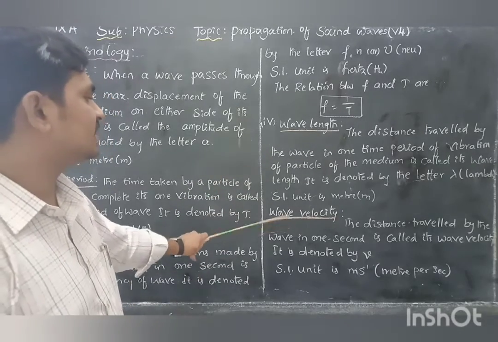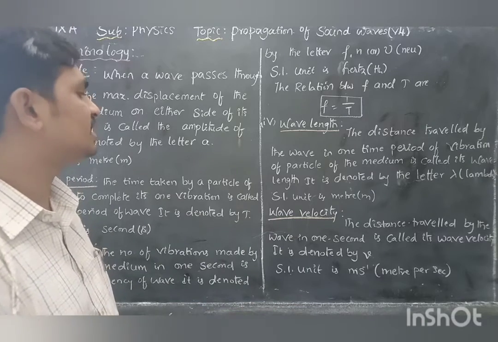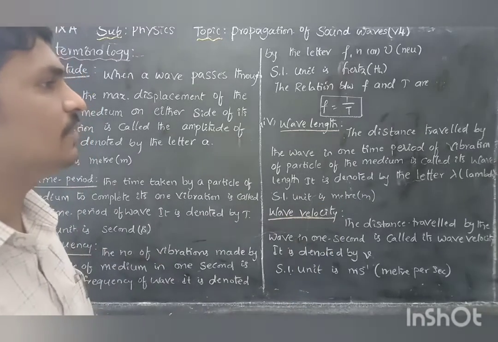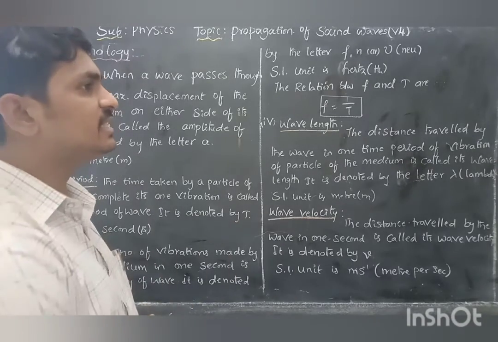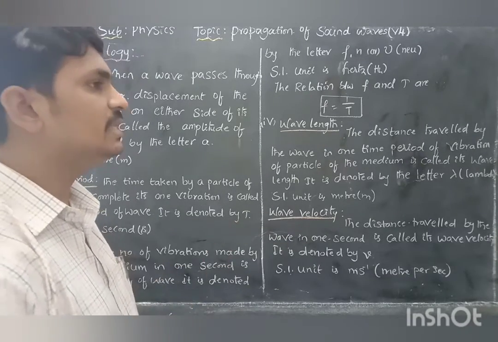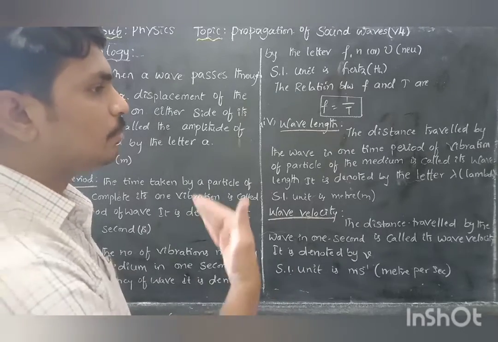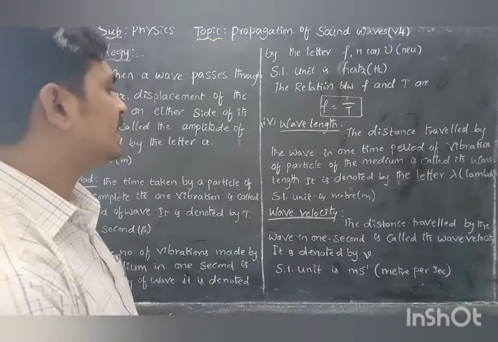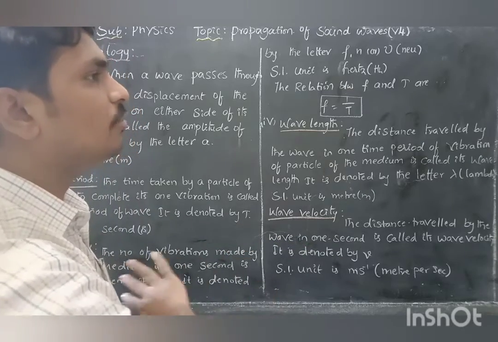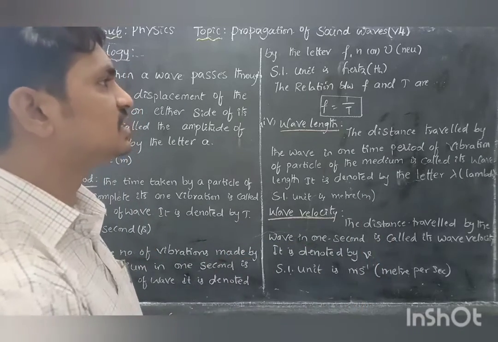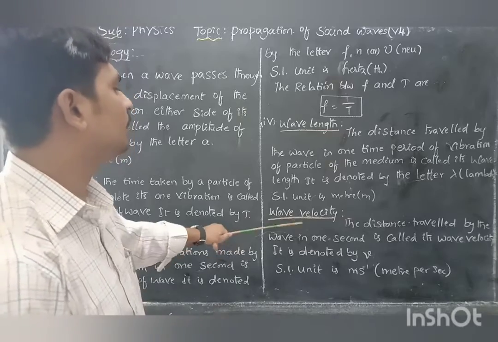Next, the last one is the wave velocity. Wave velocity is nothing but how fast a wave is moving. What is the meaning of velocity? How fast an object is moving. Here the wave is moving, meaning sound is moving from the source to the listener. It is the distance traveled by the wave in 1 second. In 1 second, how much distance it is traveling, that is the wave velocity.